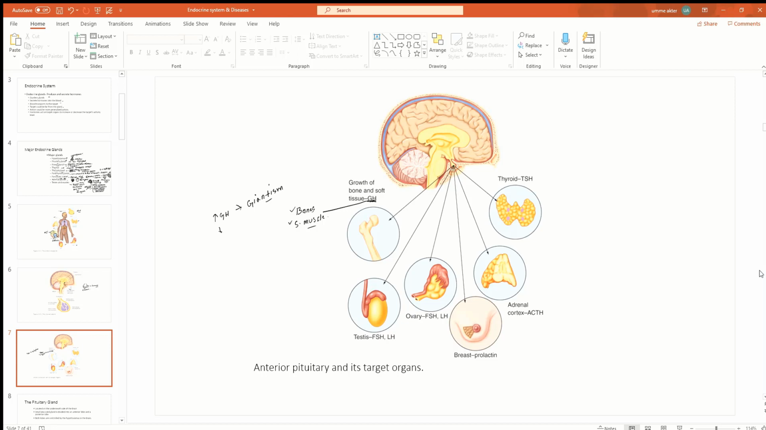If growth hormone secretion is less than normal during the growth of your body, the person will not grow enough, and that is called dwarfism. Okay, and you see both types of people. Therefore, normal growth hormone secretion is very important for the normal growth of the body.